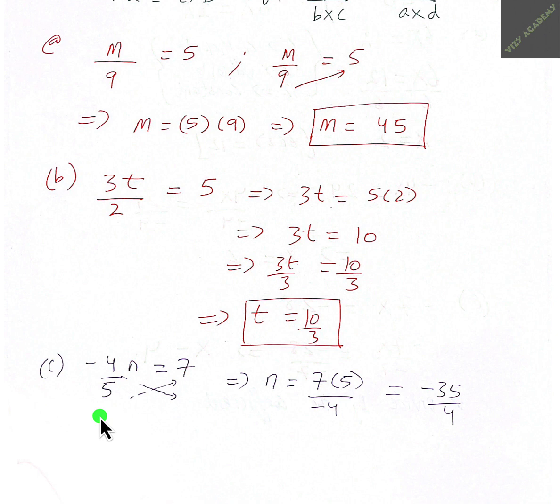So here is another type of question, negative 4 over 5n equal to 7. So we are taking negative 4 to the other side in the denominator and 5 to the other side in the numerator. So n is equal to 7 times 5 divided by negative 4. That is equal to negative 35 over 4. So this is how we solve the single step equations. And these are the two types of single step equations.